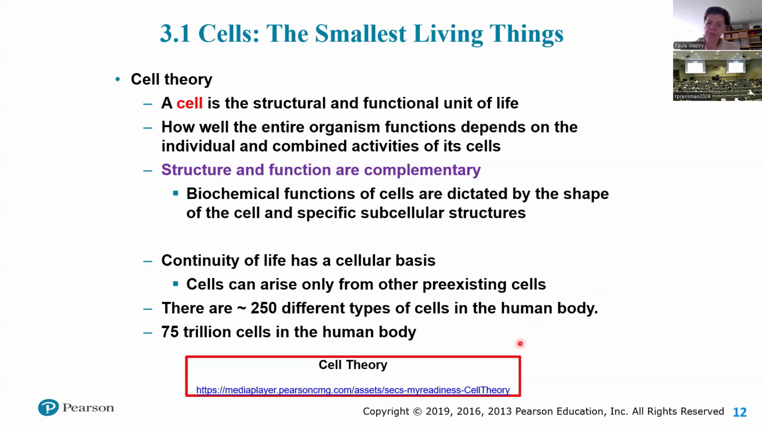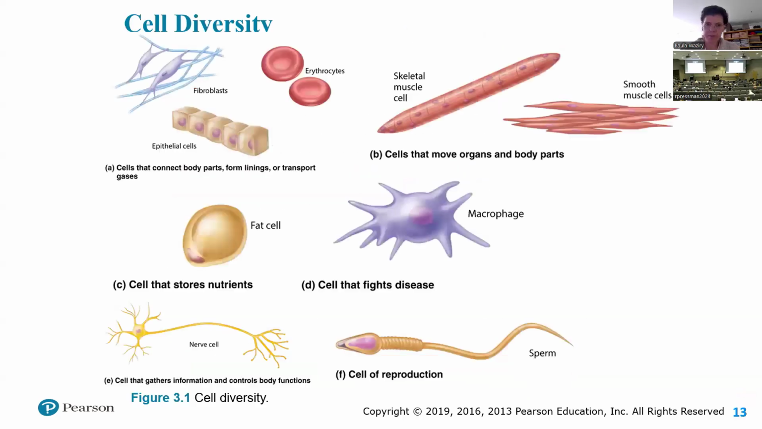How many different types of cells you have in the body? Well, approximately 250 different types of cells. Okay, how many cells you have in the body? Well, a lot. Okay. So diversity of cells. What kind of cells you have in the body? So here are a few examples.